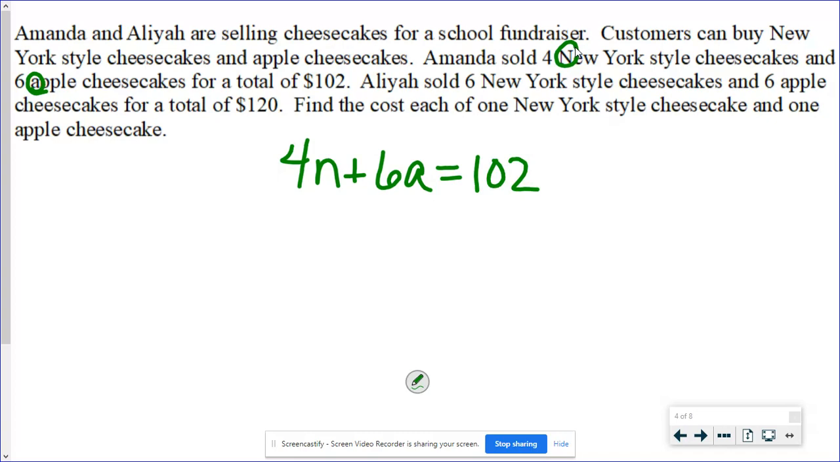Then we've got 6 New York style and 6 apple. Okay, so we're selling more cheesecakes. It's going to be a bigger cost. It's $120.